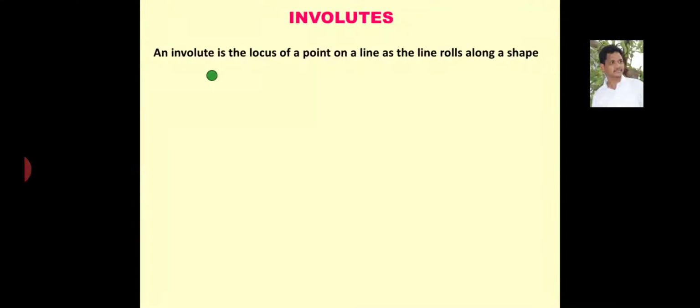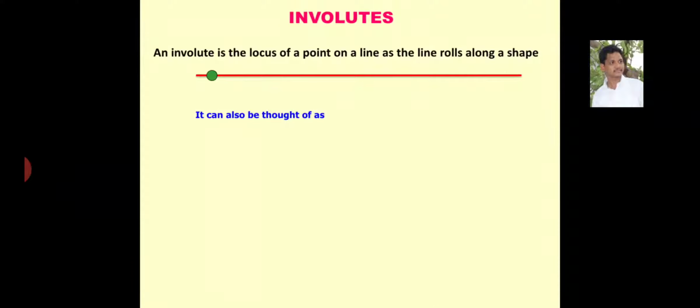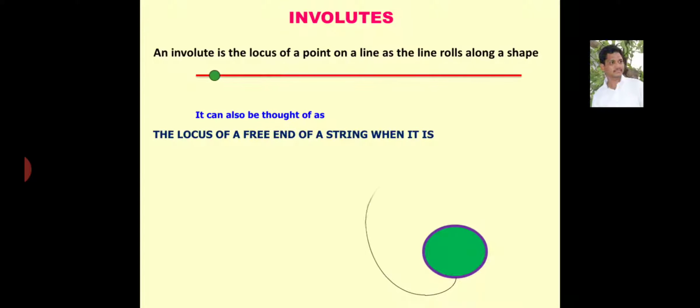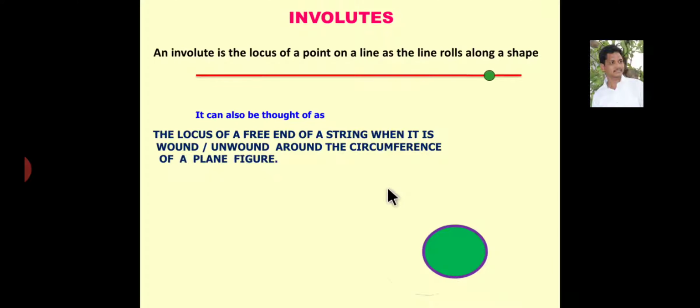First of all, an involute is the locus of a point on a line as the line rolls along a shape. It can also be thought of as the locus of a free end of a string when it is wound or unwound around the circumference of a plane figure. Okay, this is the best example for circular involutes.